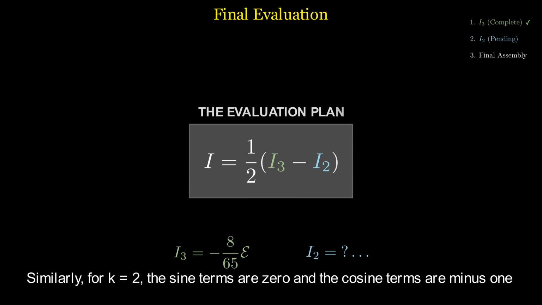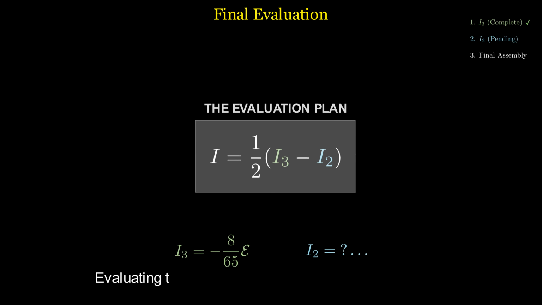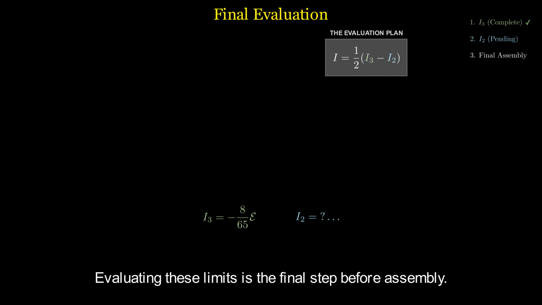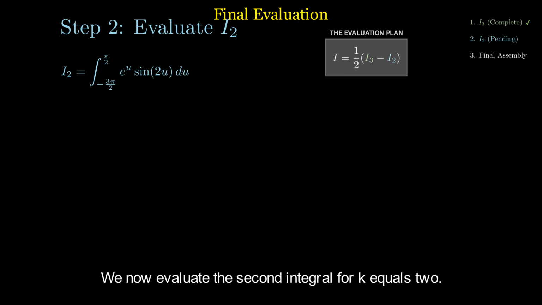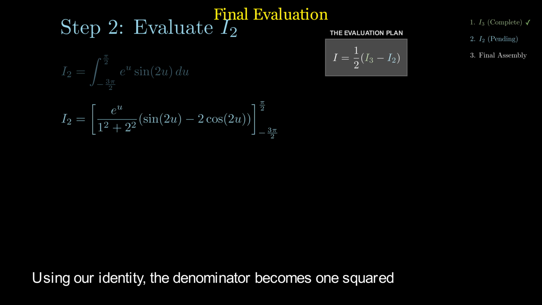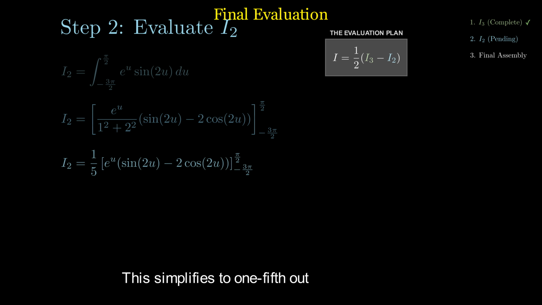Similarly, for k equals 2, the sine terms are 0 and the cosine terms are minus 1. Evaluating these limits is the final step before assembly. We now evaluate the second integral for k equals 2. Using our identity, the denominator becomes 1 squared plus 2 squared. This simplifies to 1/5 outside the brackets.